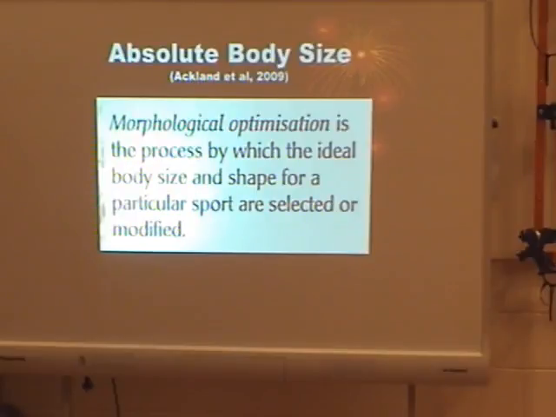But there's also the other end of the scale. You might want to be small and skinny, particularly like marathon runners. So it's trying to evaluate a person's height and mass and figure out what kind of sports would be optimized for them. And on the other side of that is also trying to optimize the body for particular sports.